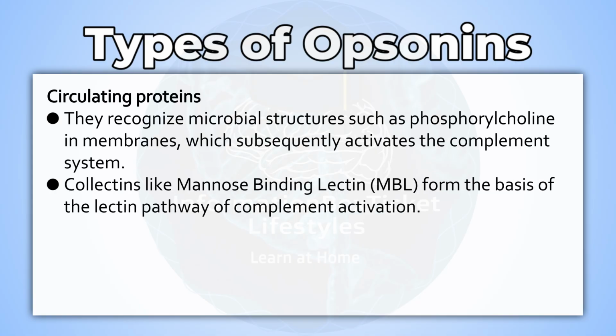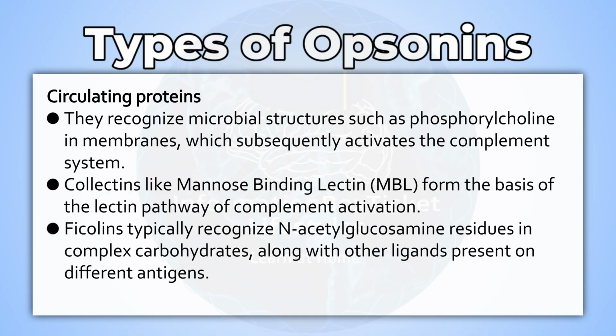Collectins like mannose binding lectin form the basis of the lectin pathway of complement activation. Ficolins typically recognize N-acetylglucosamine residues in complex carbohydrates, along with other ligands present on different antigens.